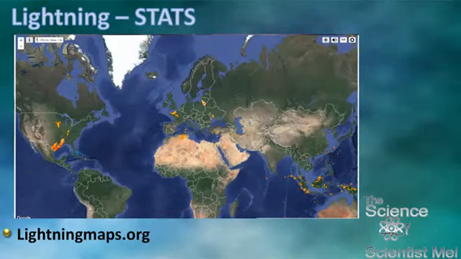So a really cool website that you can check out, it's called lightningmaps.org. Now, this isn't a live feed right here, but if you do go to that particular website, you can check out current lightning strikes all over the world. You can zoom in and zoom out and have a look and see where lightning is hitting. So that's a pretty cool website you can check out.